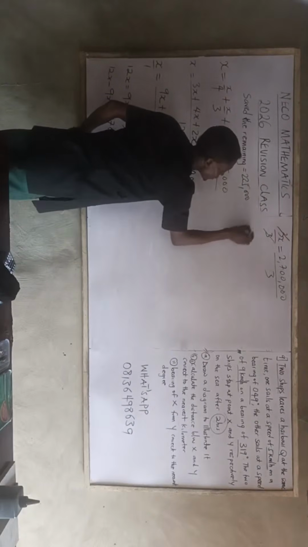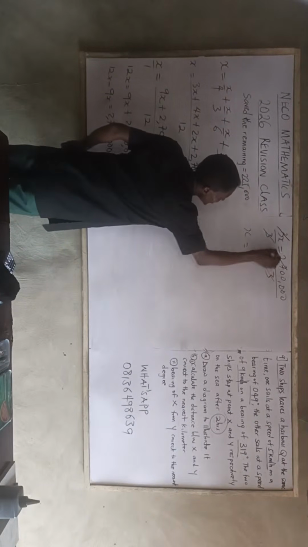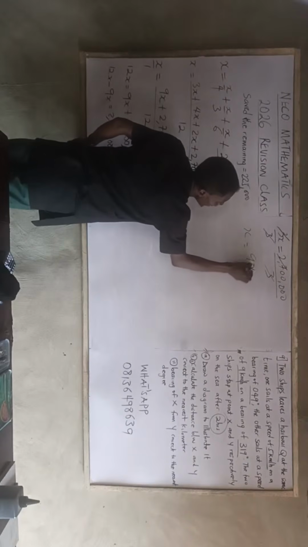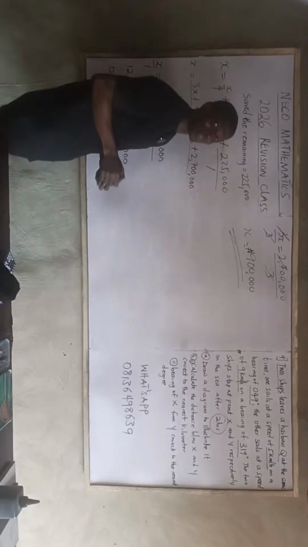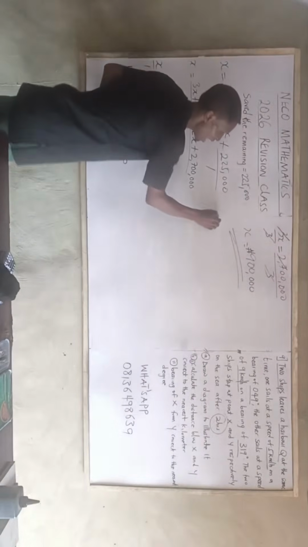Divide both sides by 3. 3 cancels out, so we have x equal to, 3 into 27 is 9. So we have 900,000 naira as our monthly income. So we've been able to solve the very first question, our monthly income.